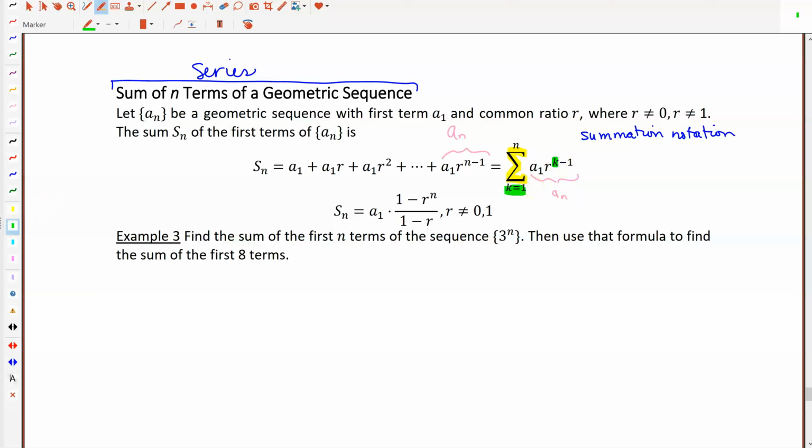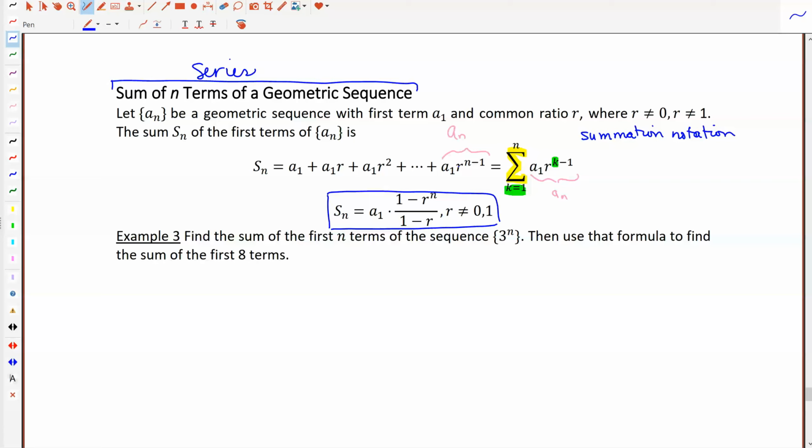So the sum of the first n terms can be found by this formula. S sub n is equal to a sub 1 times 1 minus r to the n in the numerator, divided by 1 minus r in the denominator, assuming that r does not equal 0 or 1. So r doesn't equal 0 because then we're not really looking at a geometric sequence, right? If I take my first term and then multiply the second term times 0, then that second term is just 0 and every term after that is 0. So there's not even really a sequence there.